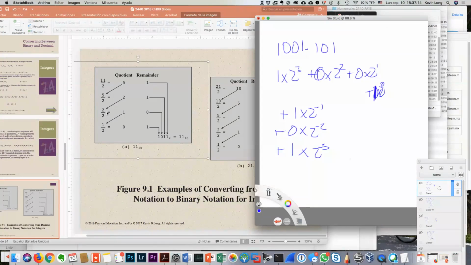Then 2 divided by 2 is a 1 with remainder 0. And then 1 divided by 2 is 0. 2 goes into 1 0 times with a remainder of 1. So that's my binary number, 1, 0, 1, 1.